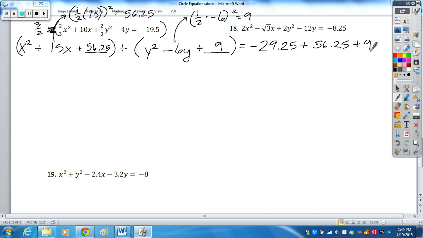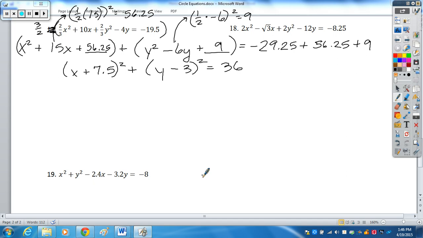Okay, and so making sure it's the perfect square, I'm going to plug in that right there. So we have x plus 7.5 squared plus y minus 3, again getting that number from that part right there, squared is equal to, what do we have here, 36. That's a nice perfect square.